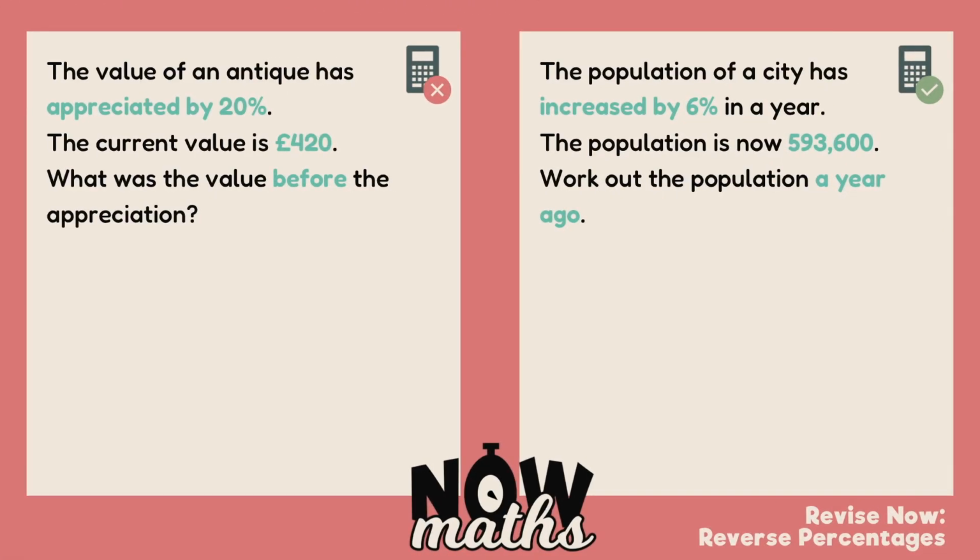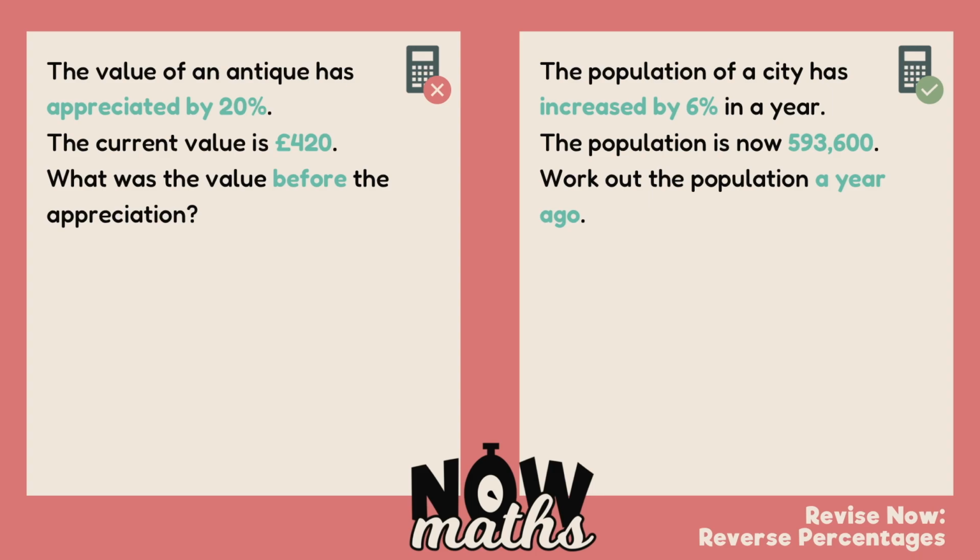Now we'll take a look at a couple of questions where amounts have been increased and we have to work backwards. So looking at the question on the left first, and we're going to do this without a calculator, we have an antique that has appreciated in value by 20%. So appreciated means the value has increased. It then goes on to tell us that the current value is £420.